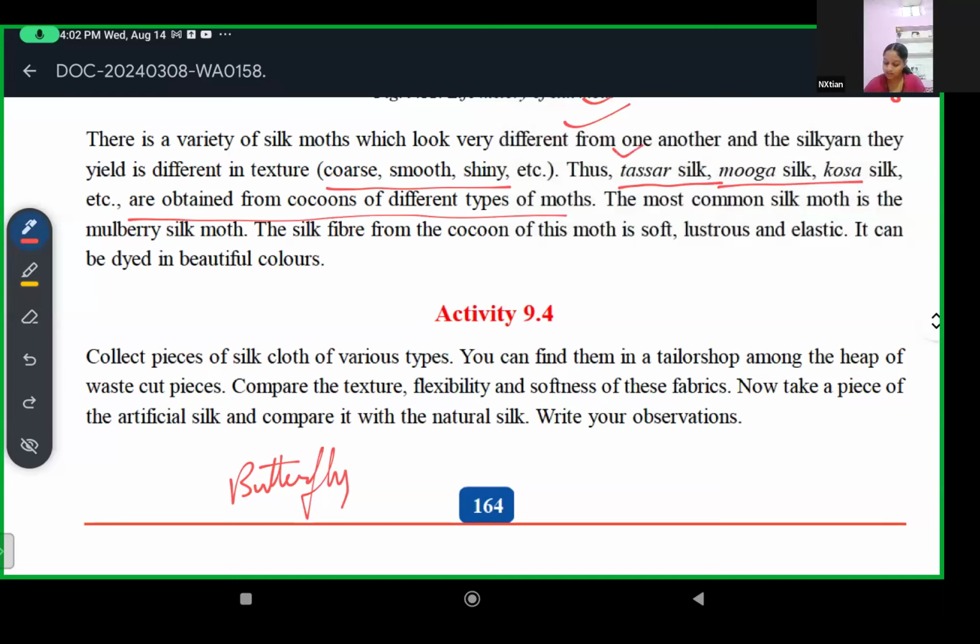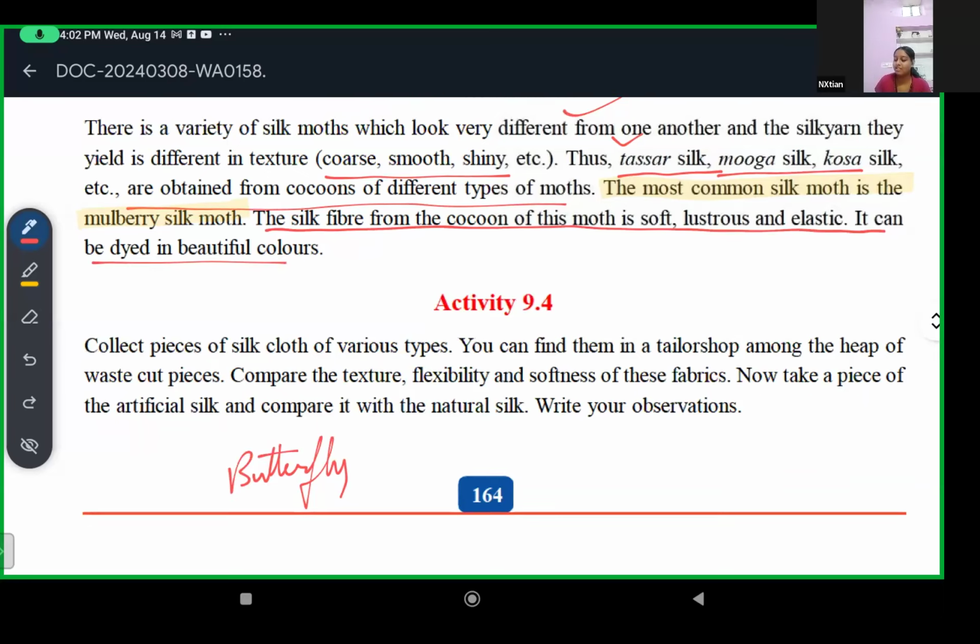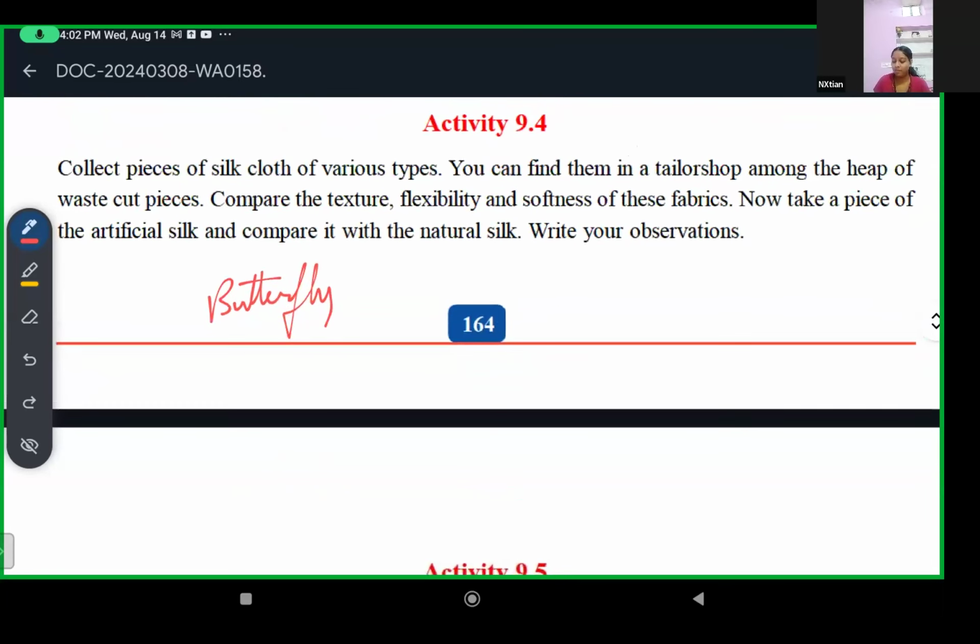The most common silk moth is the mulberry silk moth. The silk fiber from the cocoon of this moth is soft, lustrous, and elastic. It can be dyed in beautiful colors. So from the mulberry silk moth we get soft, lustrous, and elastic silk fiber, and we can dye it as we want and make silk clothes out of it.